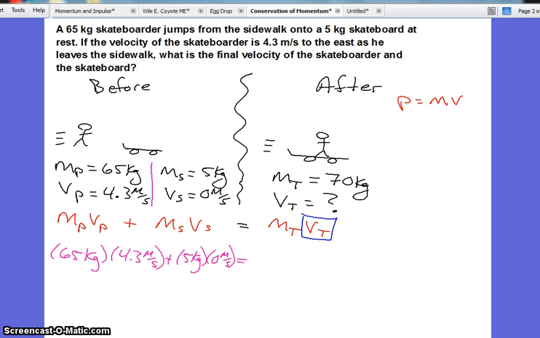However many objects there are, that's how many m times v's there are. So if there be 3 objects, we have 3 m times v's. If there be 4 objects, we have 4 m times v's. If there's just one object, we just have 1 m times v. But we just add them all together on the left equals all of them added together on the right. And since we wrote our givens down as such, it makes it easy to write the numbers in.